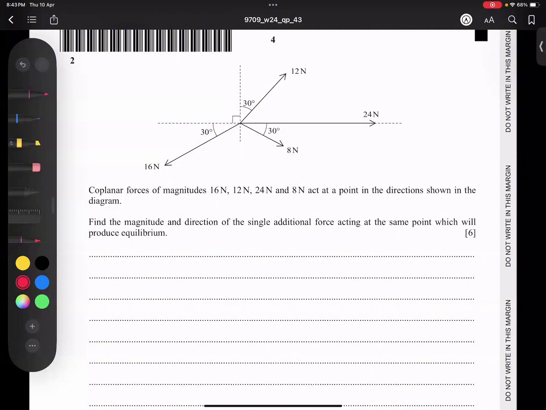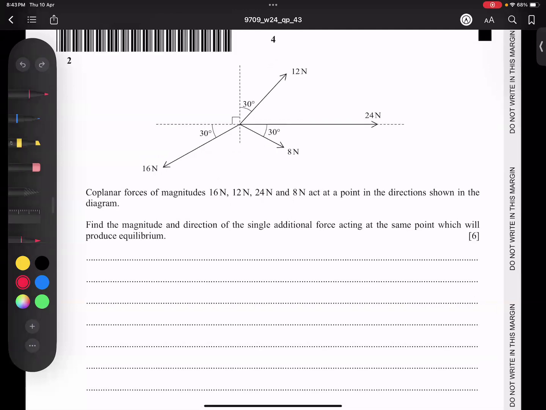Question number 2: three forces are given, 16, 12, 24. So 4 forces, 1, 2, 3, 4. You're asked to find the magnitude and direction of a single additional force acting at the same point which will produce equilibrium. So first of all, students, I will find out how we can do it: resolve the forces.